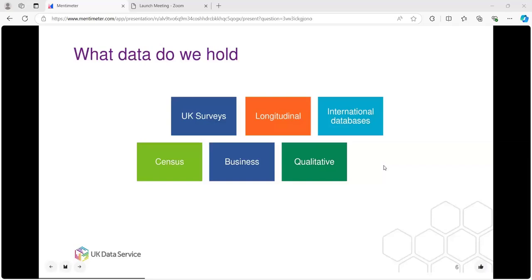For global comparison, we have international databases. These are useful for looking at data across different countries. We have business data focusing on industries and economic trends. These offer key insight into the economy. We also provide qualitative data, which include interviews and case studies for more in-depth analysis. Next.